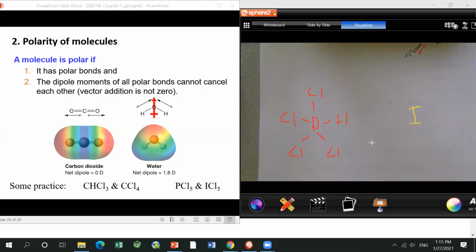Someone also tried the ICl5. Good, that's right. Remember to add the lone pair electrons. For these two, you'd better use method 1 to draw their Lewis structures. All right, good, lone pair electrons.